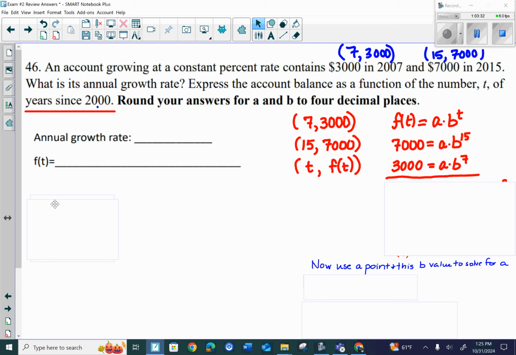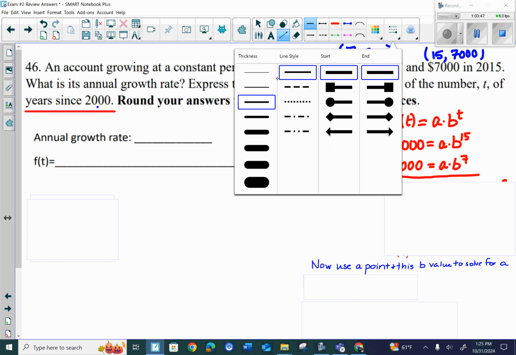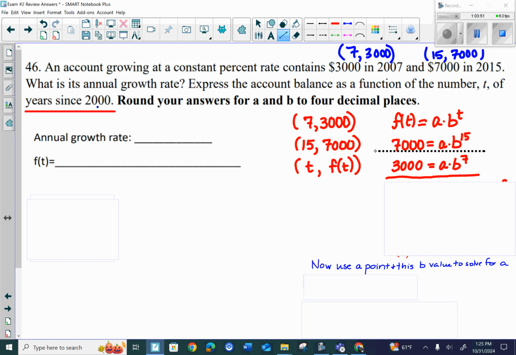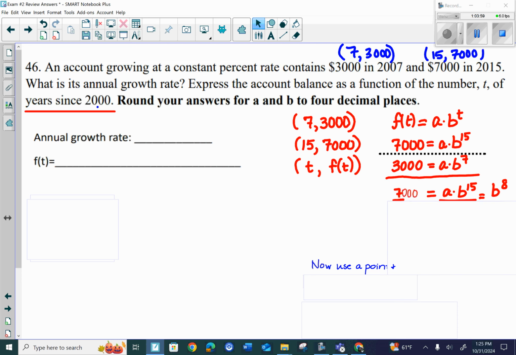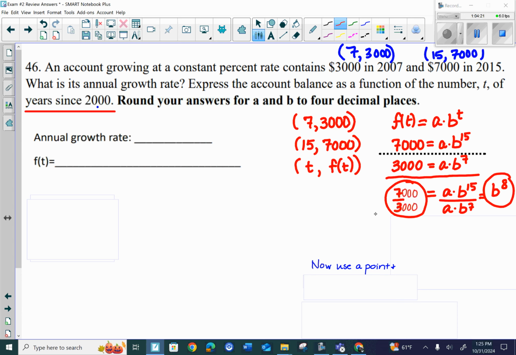Now here's the special strategy for problems like this where you're not given the growth rate or the initial value. If you remember in class, we solved these by dividing these two quantities. You take the upper function and divide it by the lower one. So you get 7,000 over 3,000 equals ab to the 15th over ab to the 7th. The a's drop out and you get b to the 8th. This allows you to solve for just b, since you now have one equation in one unknown. So b to the 8th is equal to 7/3.